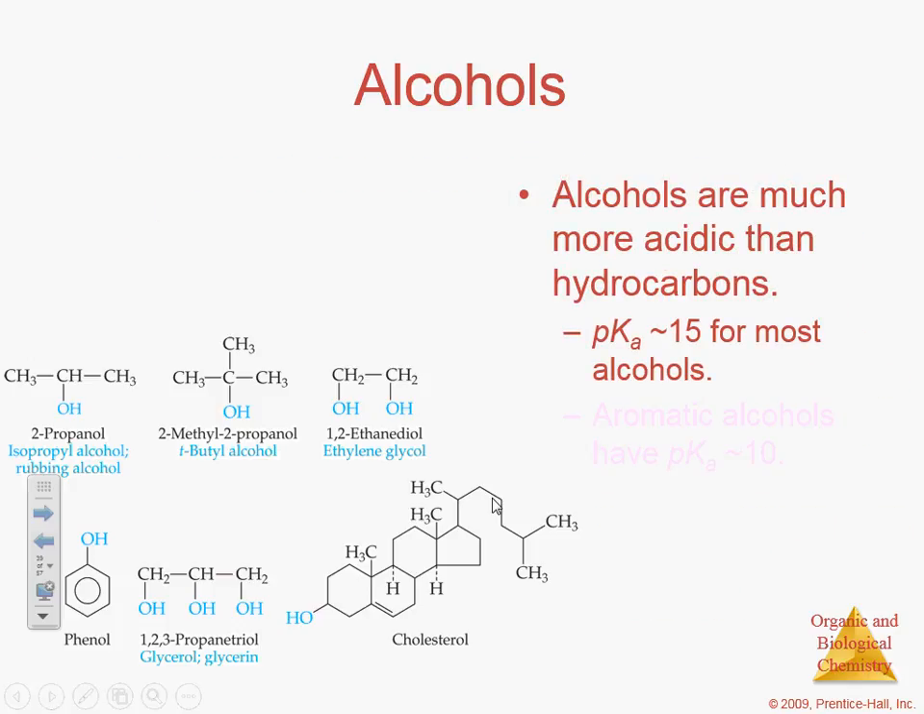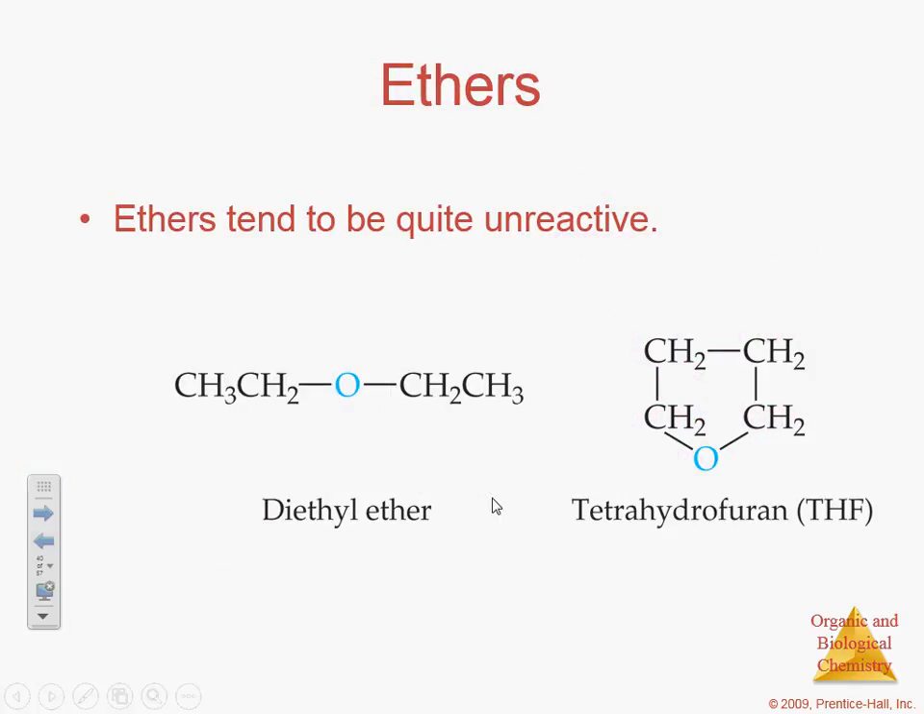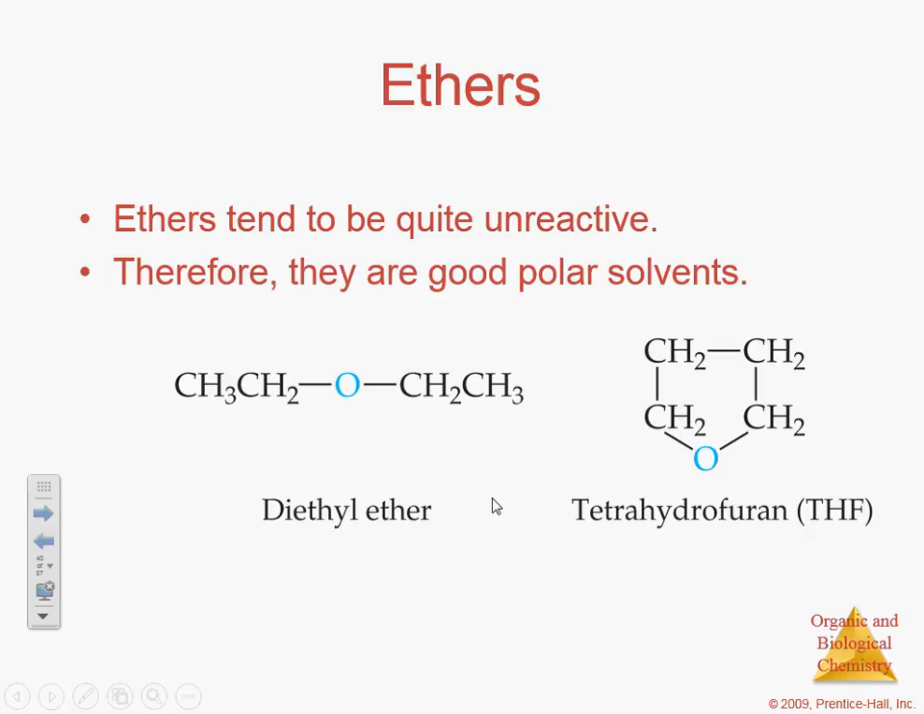Alcohols are much more acidic than hydrocarbons. Their pKa's are quite large, around 10. Ethers. Ethers tend to be very unreactive. Therefore, they make great polar solvents, and an ether is when we have an oxygen bonded between 2 carbons.